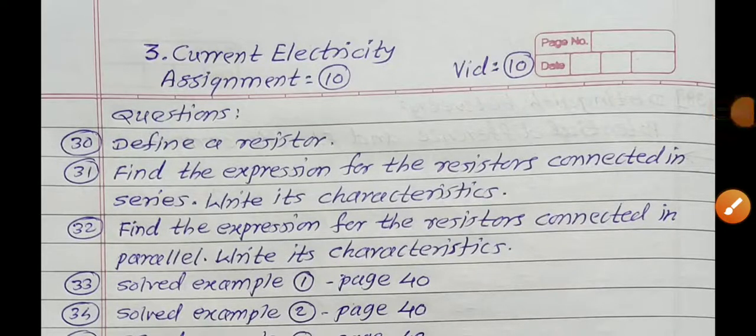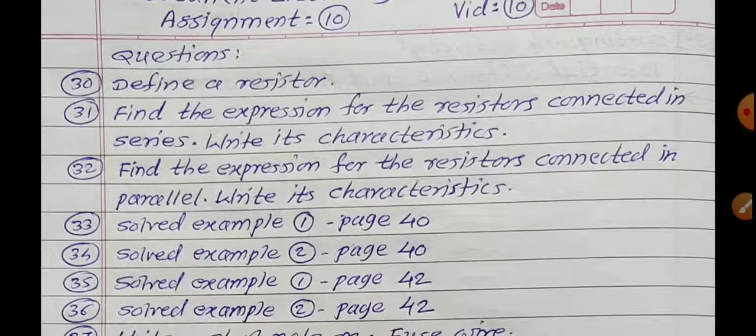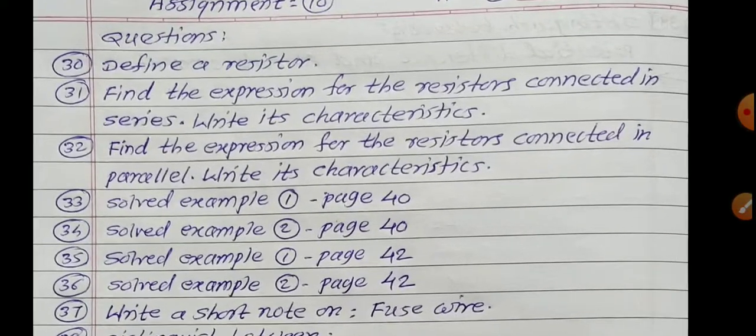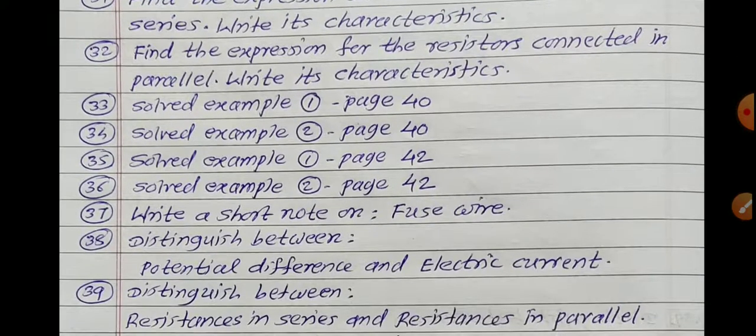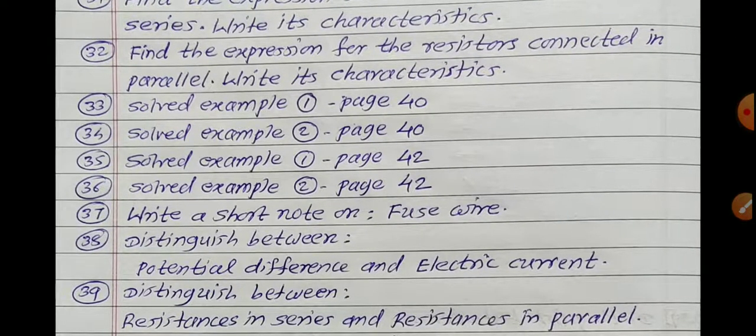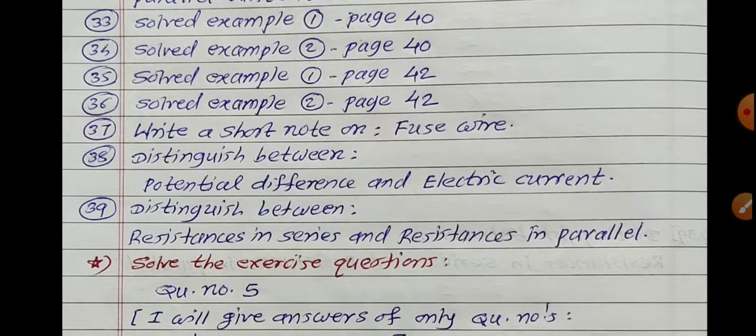Hello students. Today we discuss the question answers of lesson number 3, current electricity. Last time, assignment 10 was given, some questions for your homework. You cross-check whether your answers are correct or not. Some numerical problems and solved examples are given in our textbook that you should also check.